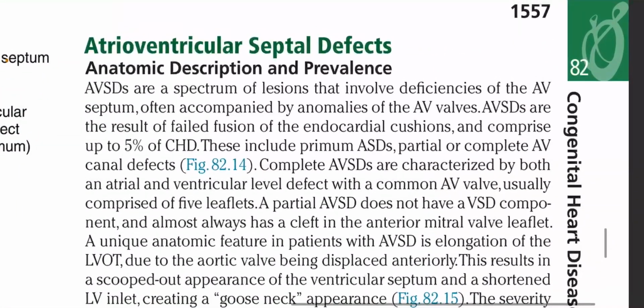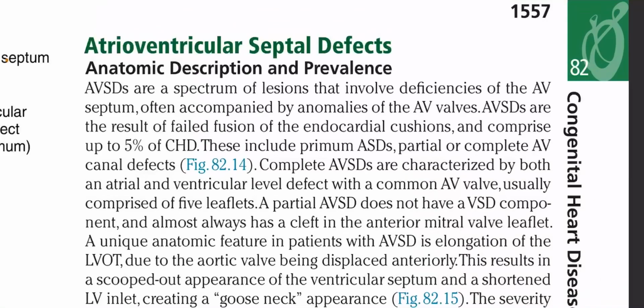Atrioventricular septal defects. Atrioventricular septal defects are a spectrum of lesions that involve deficiencies of the AV septum, often accompanied by anomalies of the atrioventricular valves. Atrioventricular septal defects are a result of failed fusion of the endocardial cushions and comprise up to 5% of congenital heart disease. These include primum ASD, partial or complete AV canal defects.